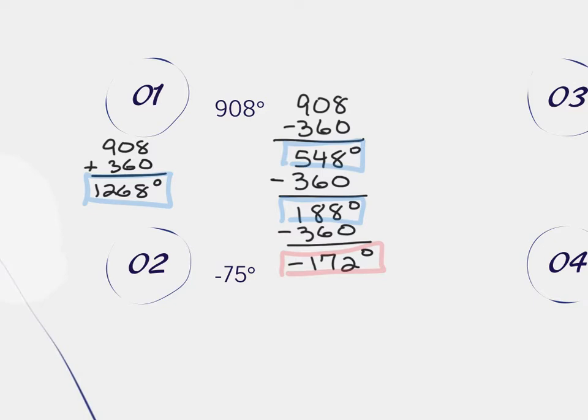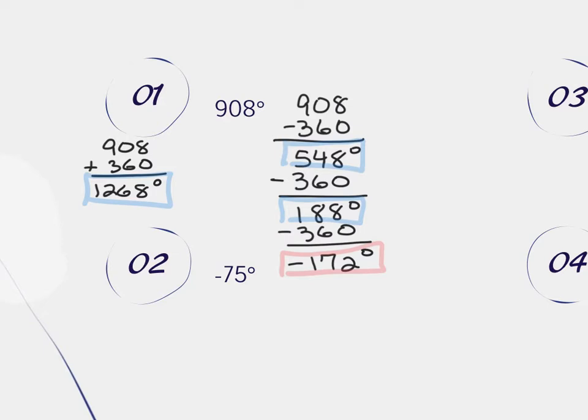So any one boxed in blue would be good examples of positive coterminal angles, and then the red one would be the negative. Pretty good? Let's try the next one.